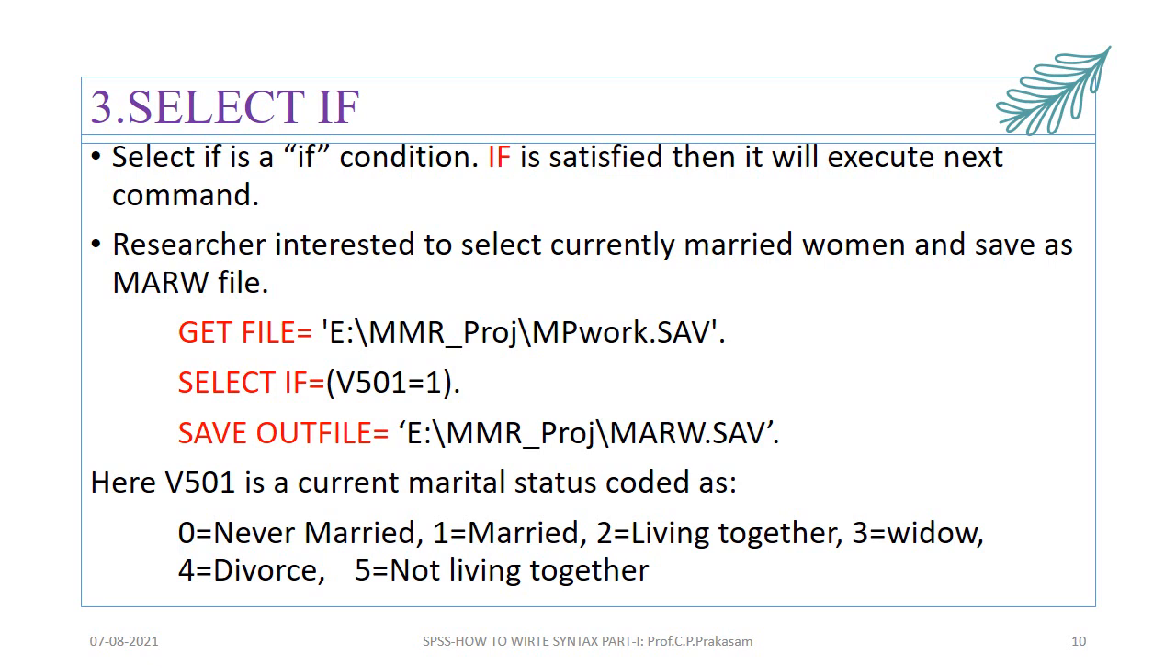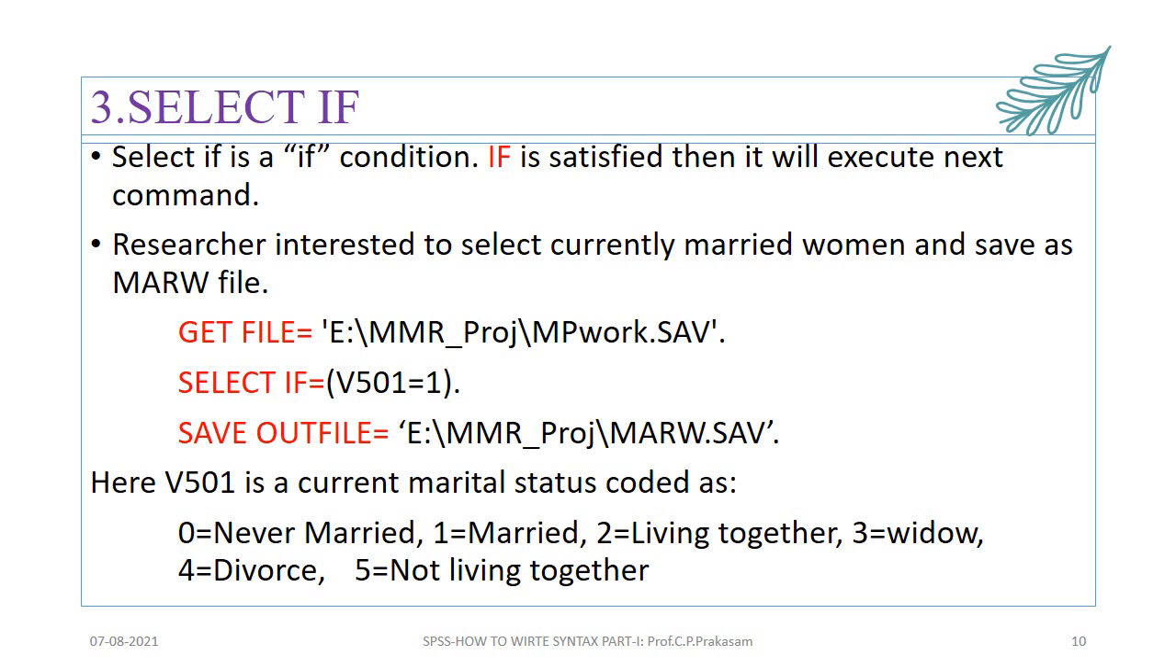For this purpose, we have to GET FILE equals to, then we have given the path for that file. SELECT IF a particular variable V501 equals to 1, that is the code. V501 is the variable where currently married woman is recorded under the code equal to 1. V501 has categories such as never married, married, living together, widow, divorced and not living together. These are the codes given for V501.